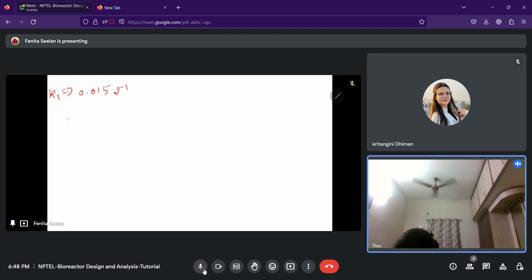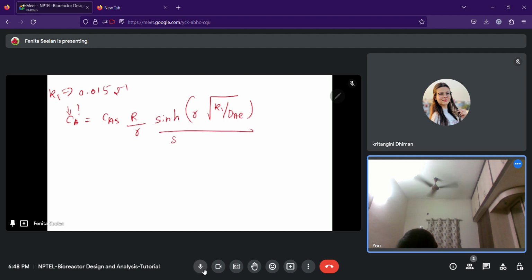Now I have to calculate this. This is the formula, and this is what is being asked. I hope you remember this. So how do we calculate sin h? Sin h is e power of x minus e power minus x divided by 2, right?